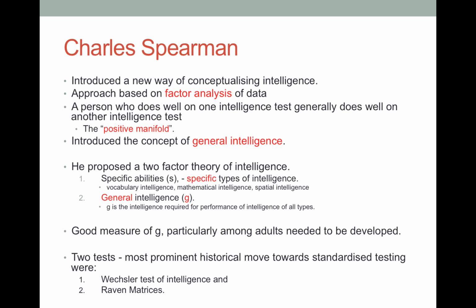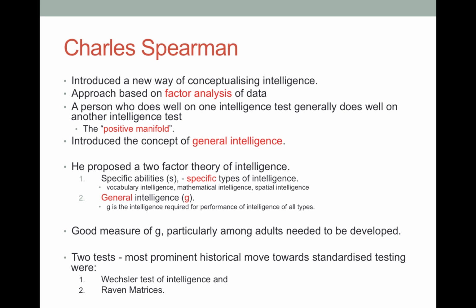Between 1904 and 1927, Charles Spearman, an English psychologist, introduced a new way of conceptualizing intelligence. He based his approach on the factor analysis of data, which is a technique for simplifying the relationships between a number of variables. Spearman found that a person who does well on one test measuring intelligence generally does well on another test measuring intelligence, be they tests concerned with vocabulary, mathematics, or spatial ability. He called this positive correlation the positive manifold. Spearman introduced the concept of general intelligence.